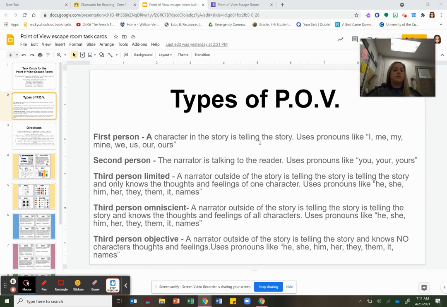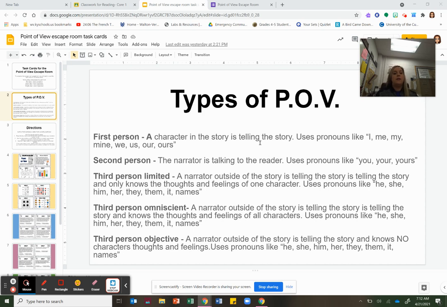All right. So first person is when a character in the story is telling the story. They use pronouns like I, me, my, mine, we, us, and ours. Second person, which actually is not going to be used in this, but I want to make sure we reviewed it, is when the narrator is talking to the reader. They use pronouns like you, yours, and your. And then third person uses pronouns like he, she, him, her, they, them, it, and names.